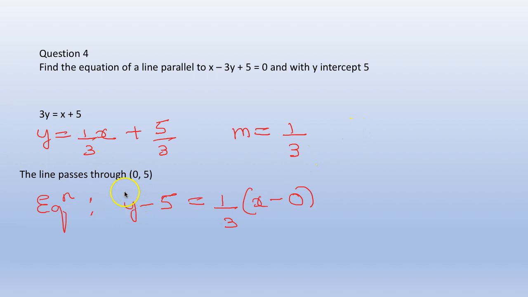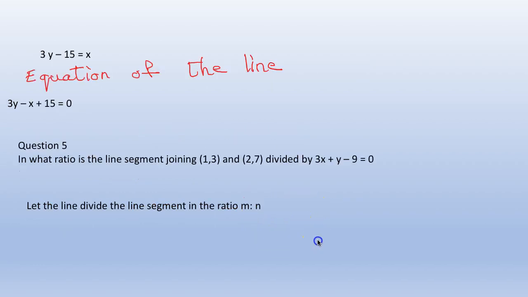So equation of the line will be y minus y1, that is y minus 5 equal to m, which is 1 by 3 into x minus x1, that is x minus 0. So I get 3y minus 15 equal to x, which is the equation of the line, or 3y minus x plus 15 equal to 0.